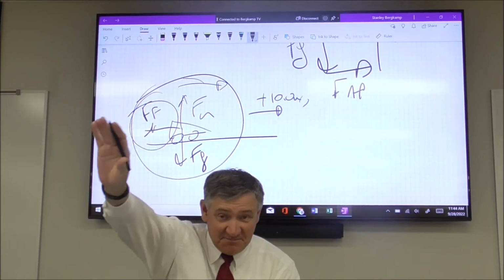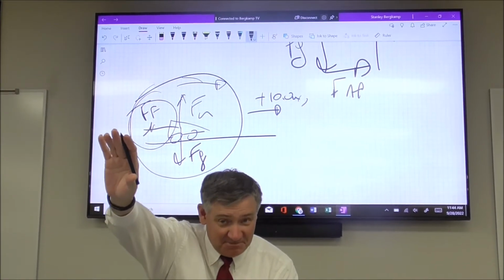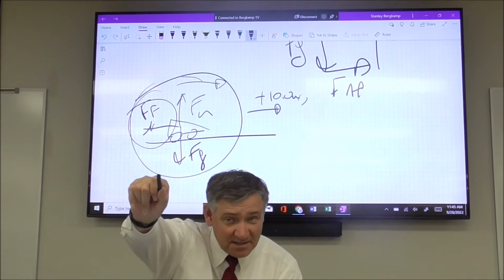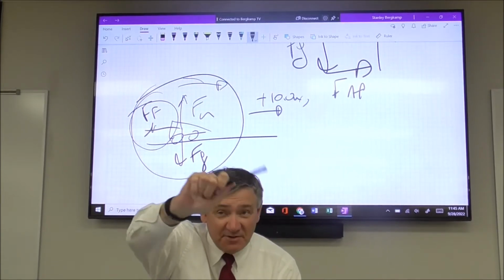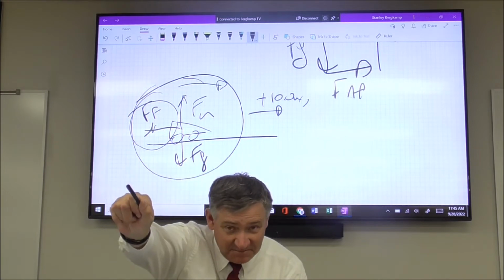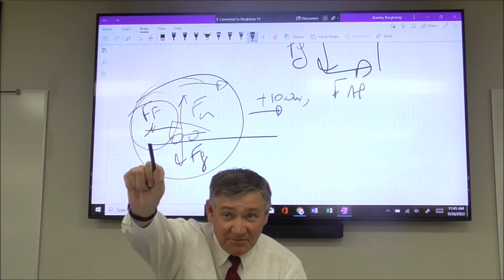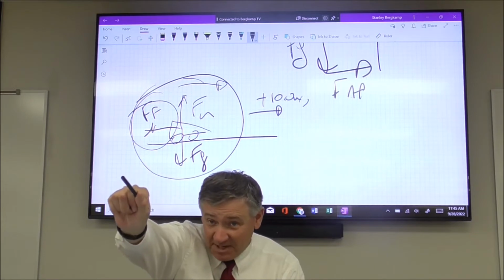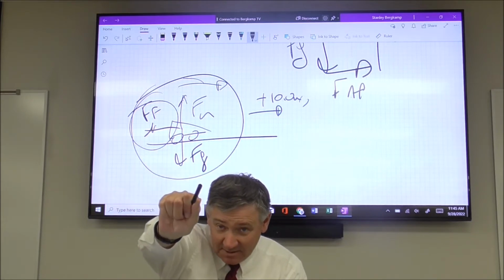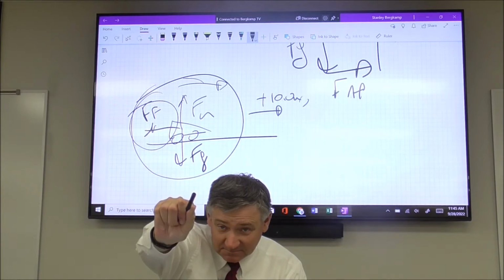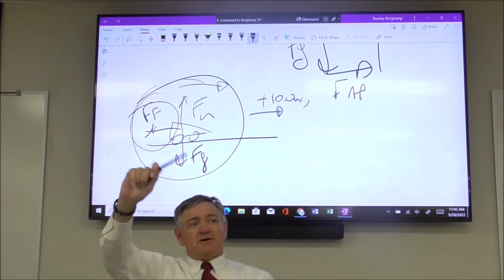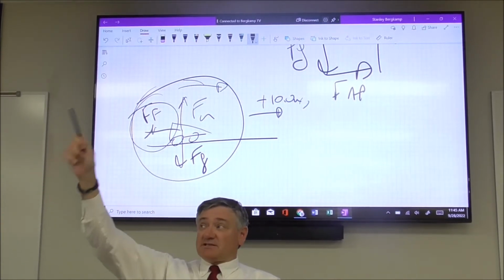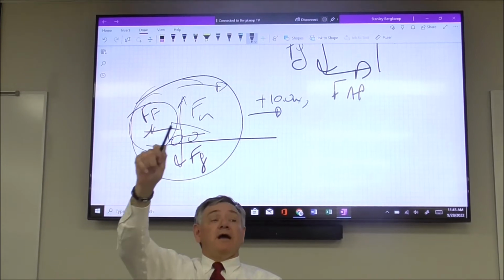F equals MA. True? Is mass ever negative? No. It's a scalar quantity. Fisher says I have to have a negative acceleration, and he's right. So if I have a positive mass multiplied by negative acceleration, do I have a positive or negative force? Negative. Fantastic. So I know the force that's going to make this car stop has to be a negative value, because I have positive velocity and I'm slowing down.